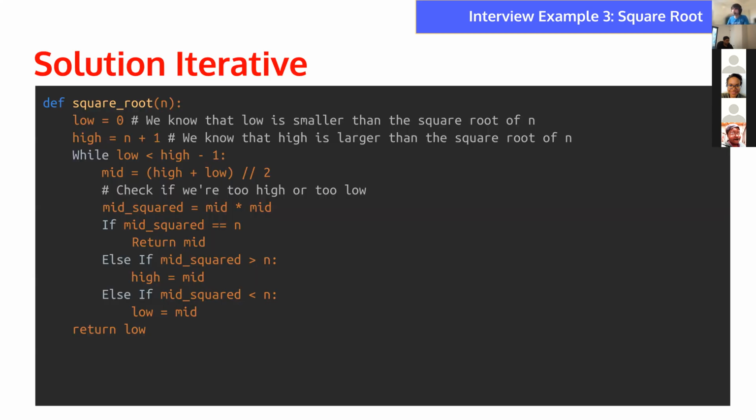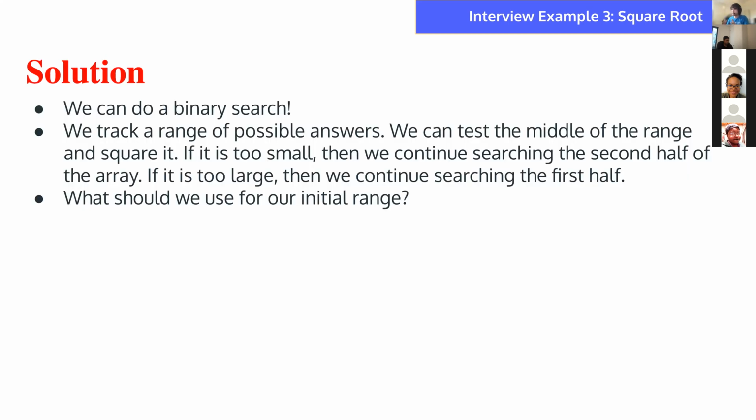Now, what should we use for our initial range when we actually start off? What should our lower bound be and what should our upper bound be? So what is a number that we know will be bigger than the actual square root? So I guess the upper bound would be that number itself.